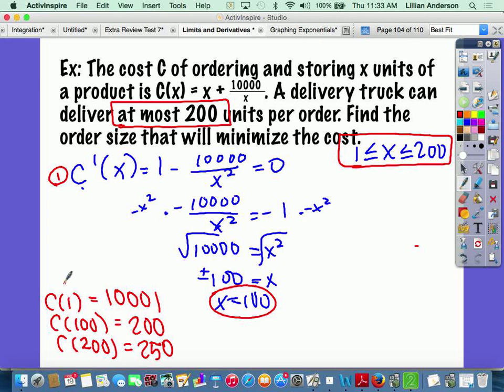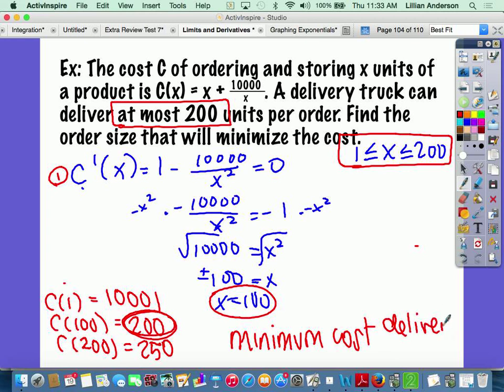So when I plug in 1, I get 10,001 products. That's a lot. That's not my minimum. When I plug in 100, I get 200 units, and then when I plug in 200, I get 250. So my minimum is right here, which means that my minimum cost will come when I get delivered 100 units. And so that is my final answer.